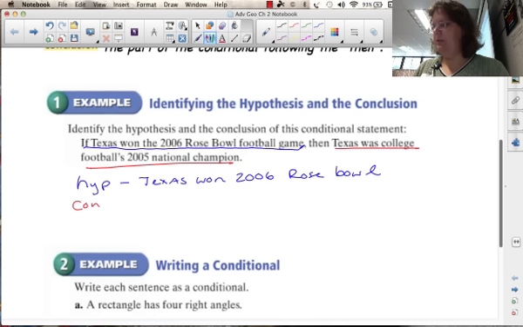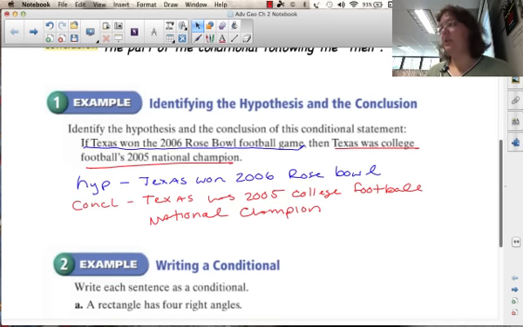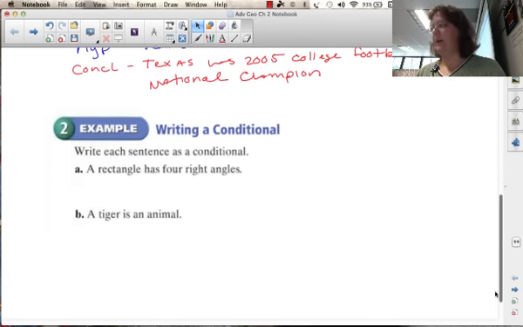So our conclusion is Texas was the 2005 college football national champion. Now a conditional can be true, a conditional can be false. We can also have the hypothesis be true or false, or the conclusion can also be true or false, and we'll be looking at those in a little bit.